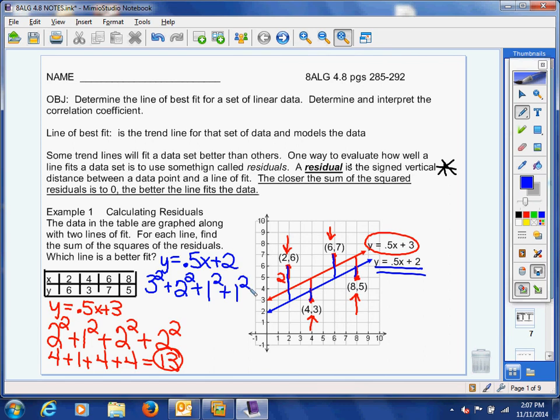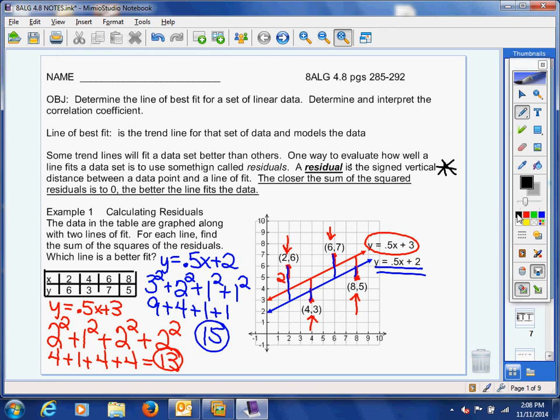What I counted was the vertical distance, the residual: how far away each point was vertically from the blue line. I counted the boxes, and then you square each one and add them up. So I have 9 plus 4 plus 1 plus 1, and that's 15. Now we have the sum of the squared residuals for our red line and for our blue line.